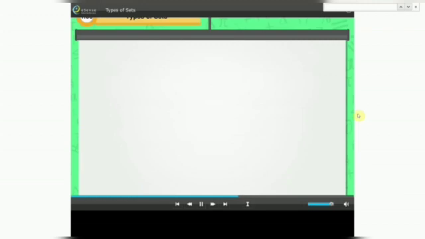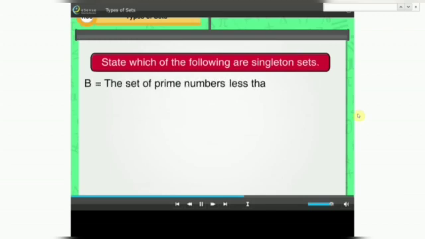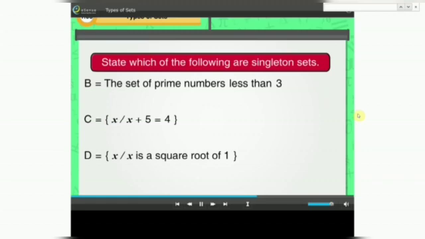Answer the following questions. State which of the following are singleton sets. B is a set of prime numbers less than 3. C is equal to the set of all x such that x plus 5 is equal to 4. D is equal to the set of all x such that x is a square root of 1. The answer is as follows.